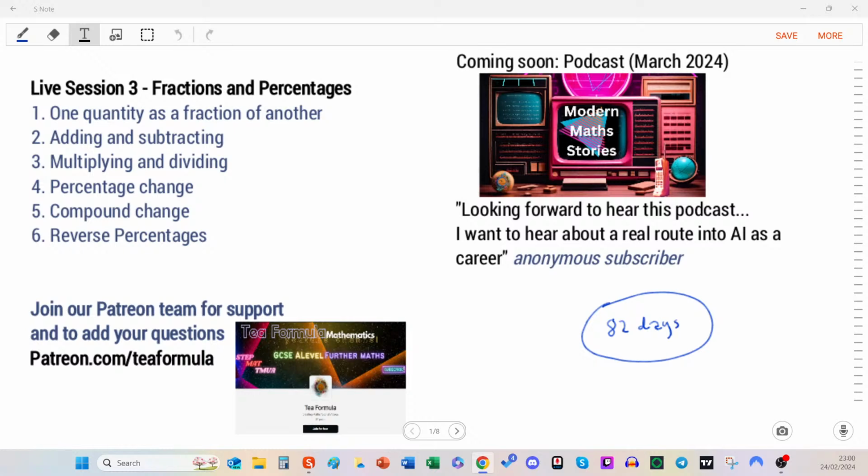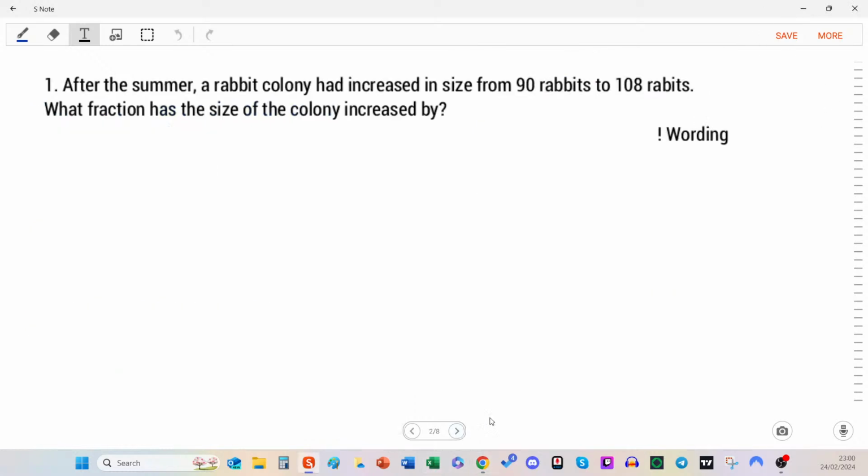Question number 1. After the summer, a rabbit colony had increased in size from 90 rabbits to 108 rabbits. That's with a double B. It's not a trick question, I assure you. And what fraction has the size of the colony increased by? Now this question is asking what is the increase as a fraction of what it used to be.